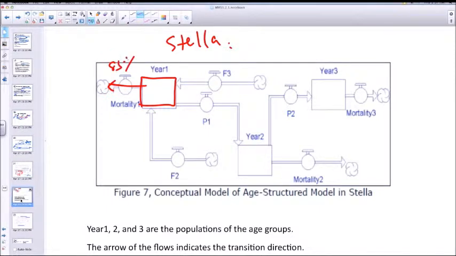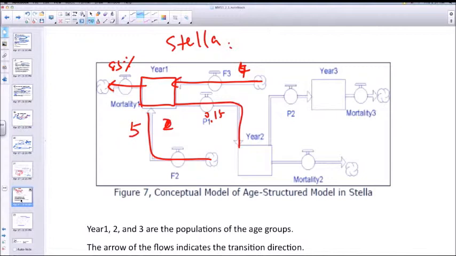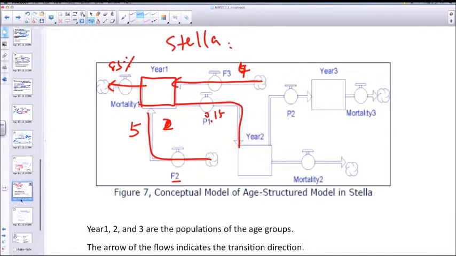The conceptual model for year 1: how do they die? 85% die in that year, and 15% go to the second year. That's how you do it. And how do you reproduce? The ones from the third year, X, 4, and the ones from the second year, 5, F stands for fecundity. That's how you look at the first year population.